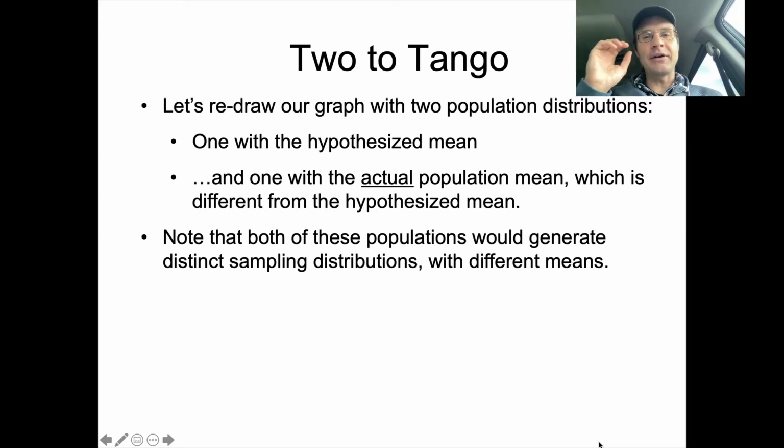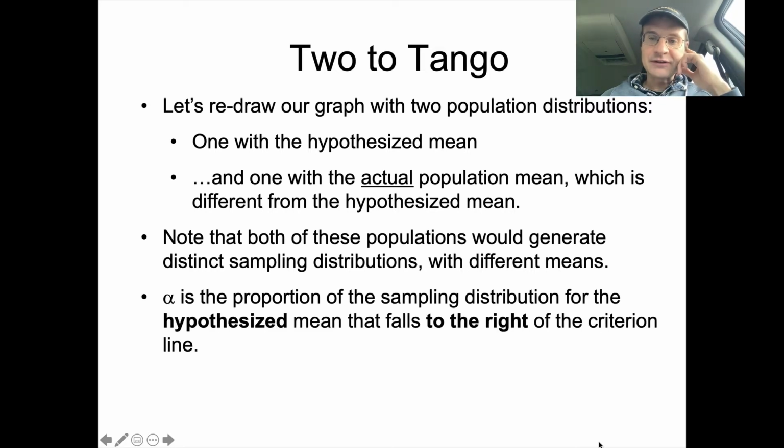But basically what we have here are going to be 2 sampling distributions. One is going to show us our hypothesized mean, and the other is going to show us the actual population mean, which is not the same thing. So both of these populations will generate distinct sampling distributions with different means. And then we're going to be focusing for the moment on the type of errors, or where we find the errors in this setup. So alpha, which is our proportion of type 1 errors, will be the proportion of the sampling distribution for the hypothesized mean that falls to the right of the criterion line.